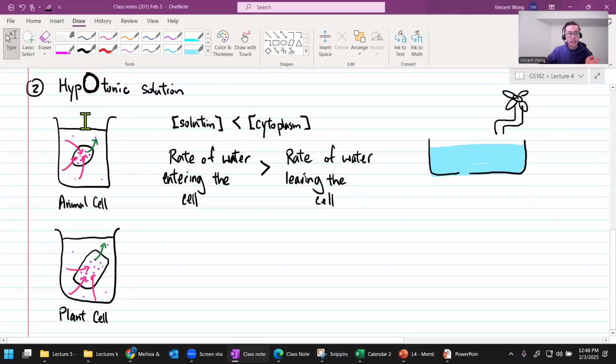If you put a cell in a solution that is less concentrated, it has less salt in the surrounding, then the water will be attracted into the cell because that's where the solutes are. That's where it is saltier, right? It doesn't mean water is not leaving the cell, but it means more is going in than leaving. So overall, the cell is going to be expanding, gaining water.